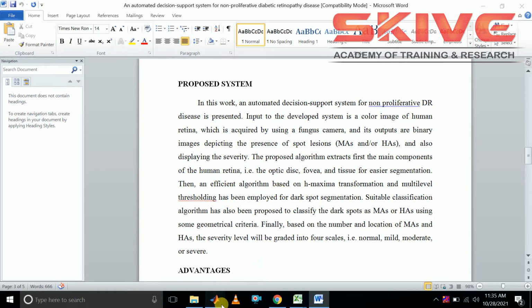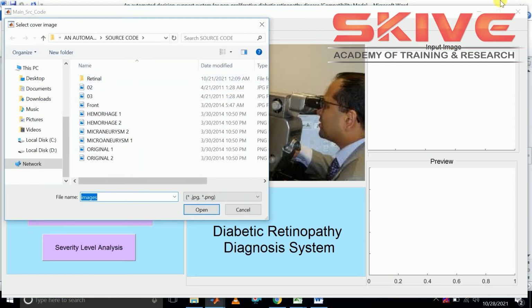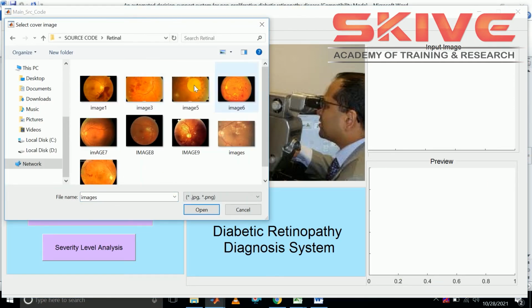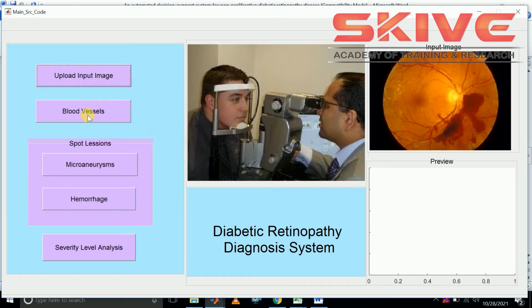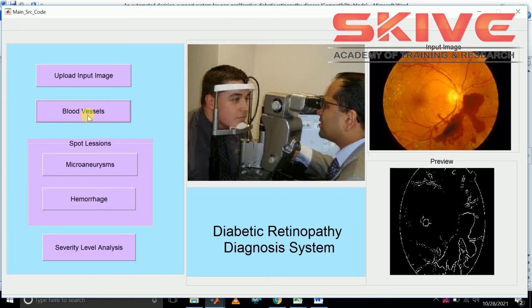Now we are going to see the implementation. First we are taking the input image. The image pre-processing steps will get the blood vessels in various forms. Now we are going to spot the lesions, that means the damages in the blood vessels.